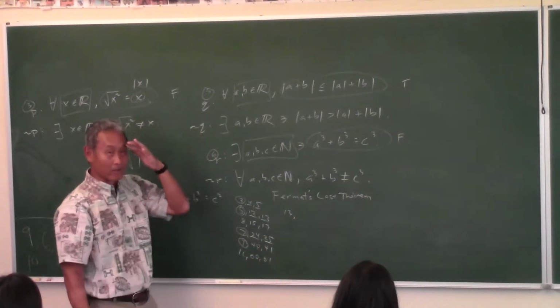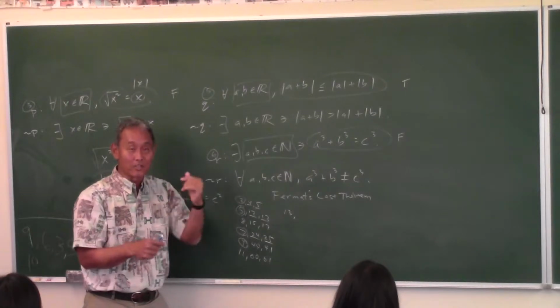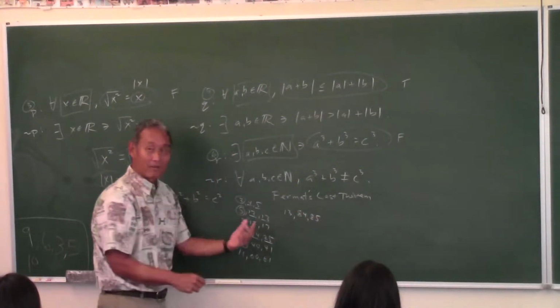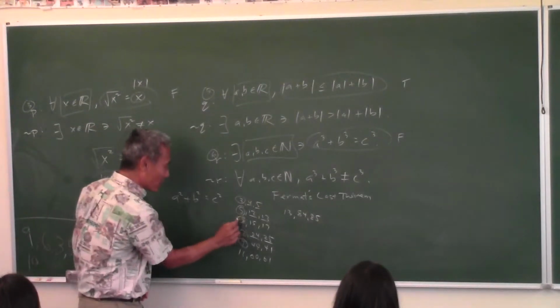So what do you think in your head? 13 squared is 169. What consecutive integers add up to 169? 84, 85. That's how you can generate Pythagorean triples when the first one is odd. What happens when the first one is even?